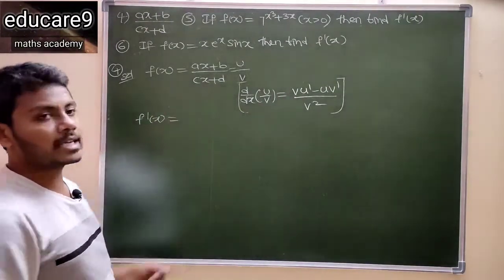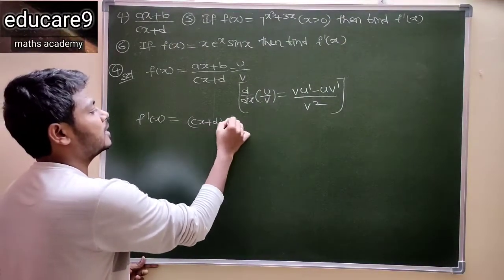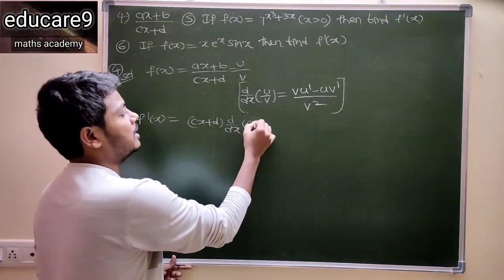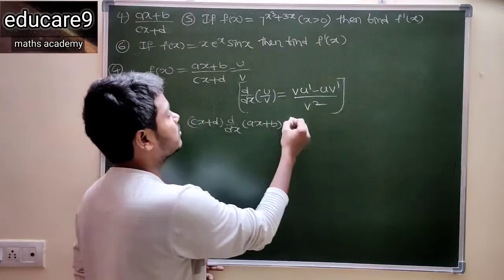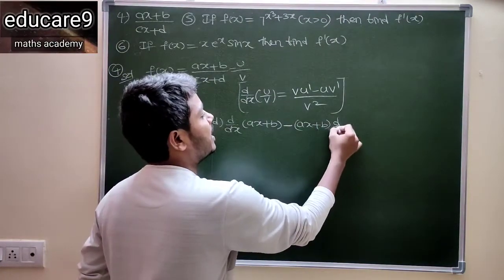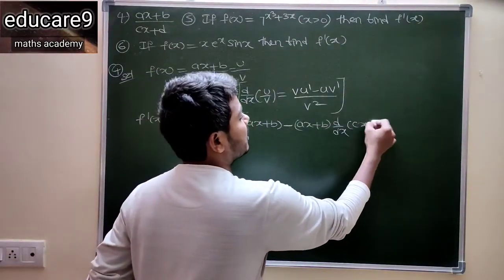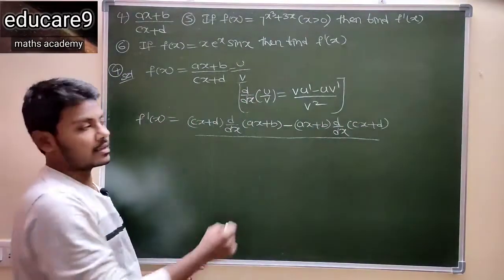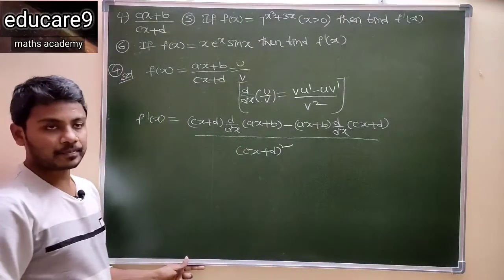What is v here? cx plus d. So cx plus d into d by dx of the numerator, that is ax plus b, minus u into, u is what? ax plus b, into d by dx of v, that is the denominator cx plus d, divided by v square, that is cx plus d whole square.